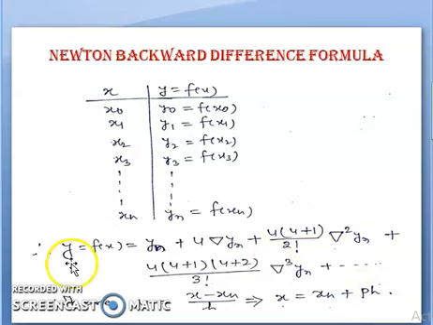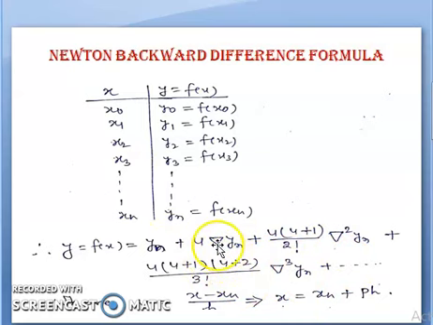Again I repeat the Newton backward difference formula. y equal to f(x) equal to yn plus u of del yn plus u(u+1) divided by factorial 2 del square yn plus u(u+1)(u+2) divided by factorial 3 del cube yn plus and so on, where u equal to (x minus xn) divided by h. That implies x equal to xn plus uh. So this is the Newton backward difference formula.